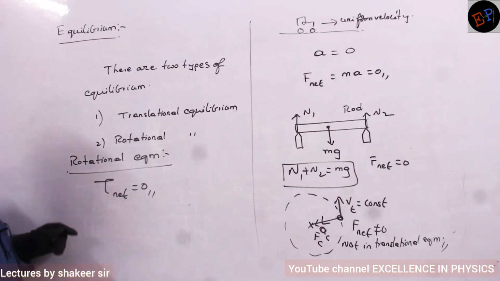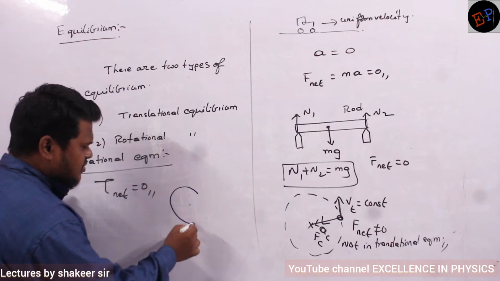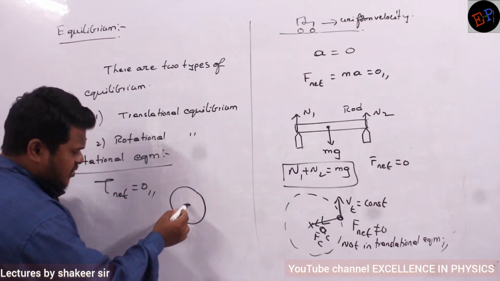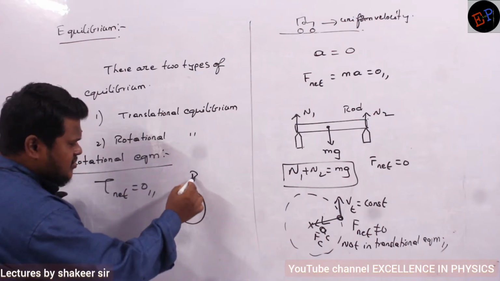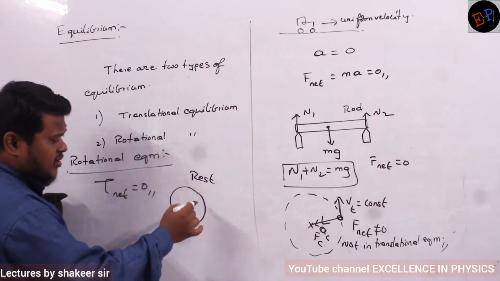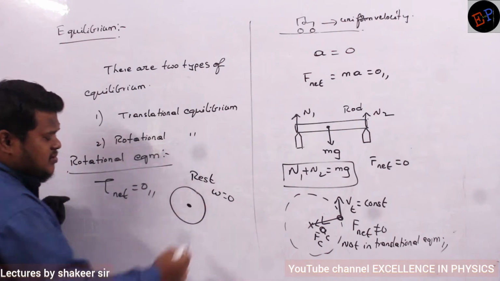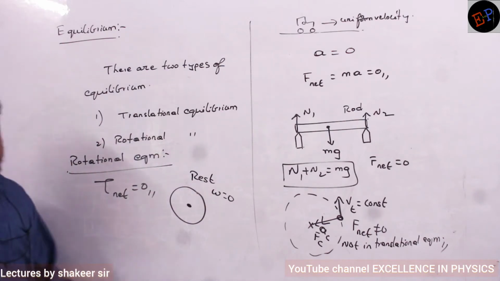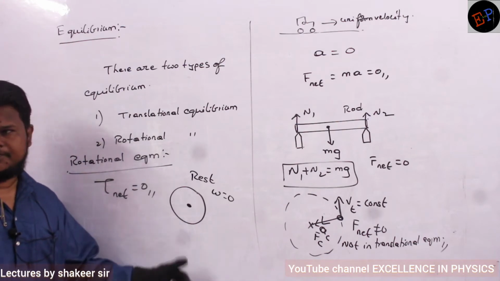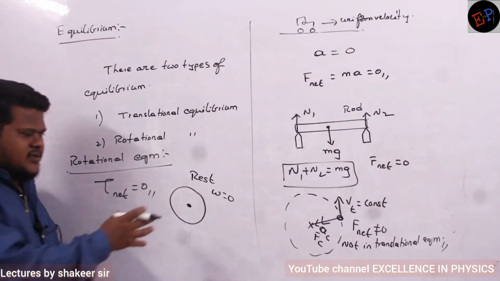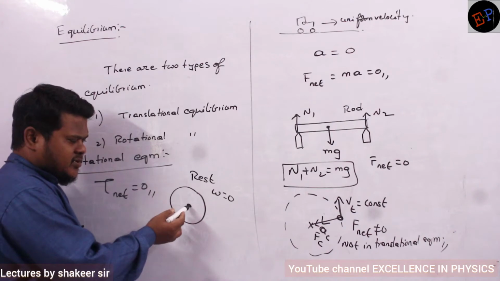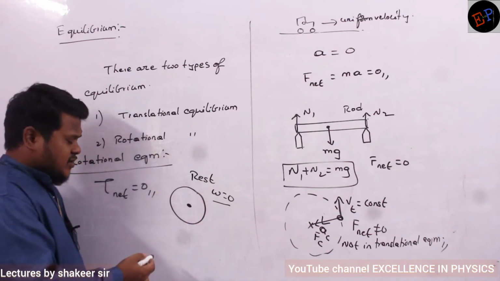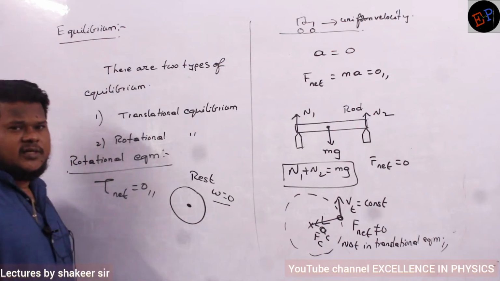Are you able to understand? So consider this is a disc. It is rotating about this axis, and the disc is in rest position. It is not rotating. It means angular velocity is zero. Now is it in rotational equilibrium or not? The disc has to rotate about this axis, but it is in rest position. Angular velocity is zero. Is it in rotational equilibrium or not?